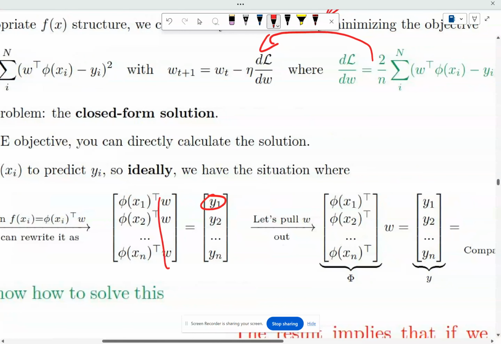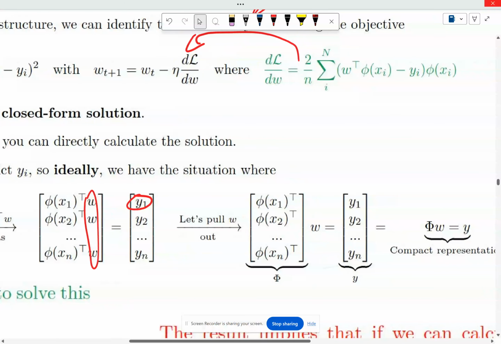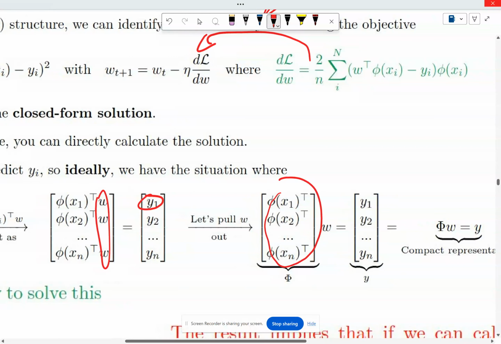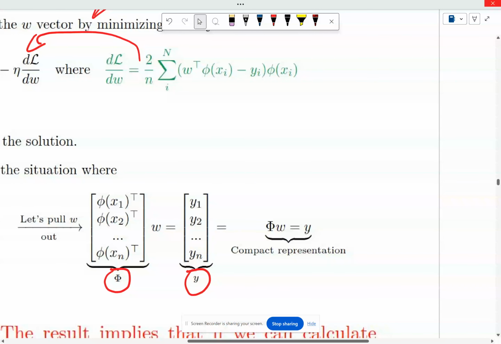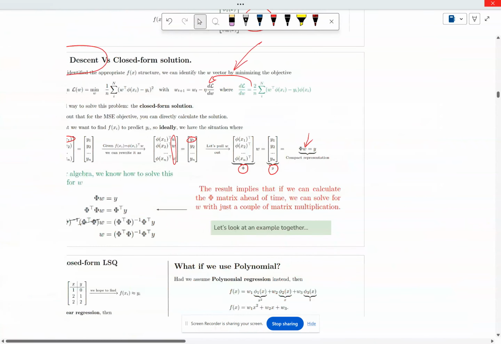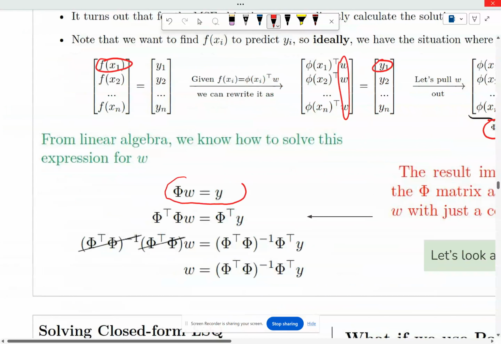Now, we can pull the W out. So W is here. And this right here, we can call this a matrix phi. And we're going to call this y. And therefore, the ideal case we want to achieve is this representation where we have the phi matrix times w is equal to y. Okay, you can actually in this case solve for w, and the way it works is if you have phi w equals to y, what we can do is we can multiply phi transpose on both sides.